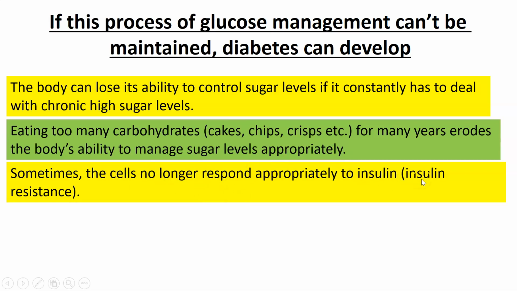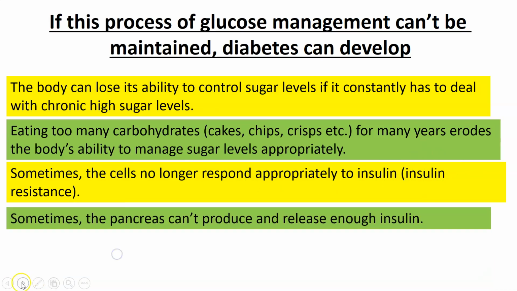Now, when this situation comes about, where your cells just don't respond to insulin like they used to, this is, again, type 2 diabetes. It's not that the pancreas doesn't produce insulin. Your pancreas is producing sufficient amounts of insulin, but your cells don't respond to it. So we call this insulin resistance. Sometimes the pancreas just doesn't produce enough insulin. That can happen as well.